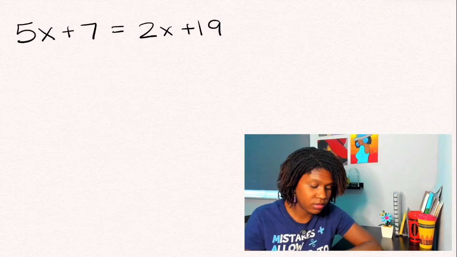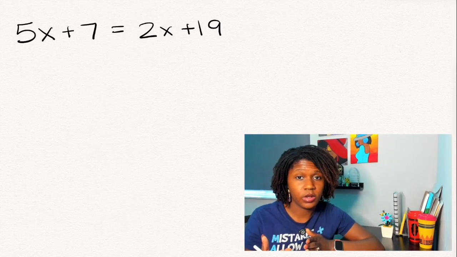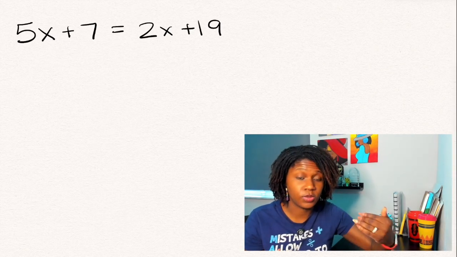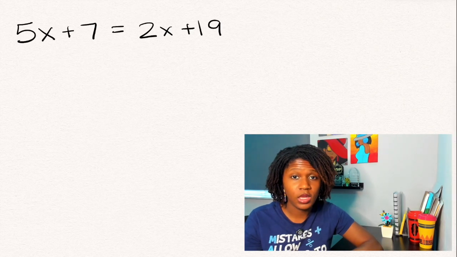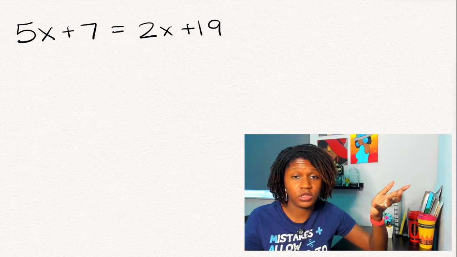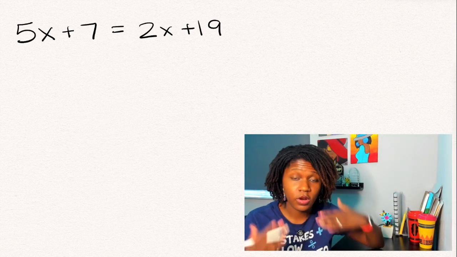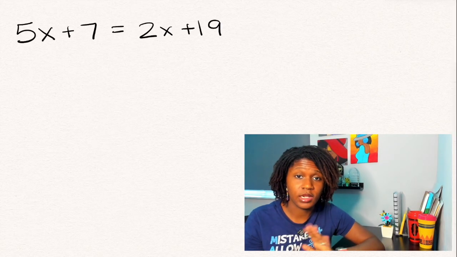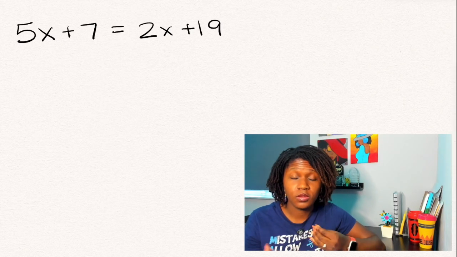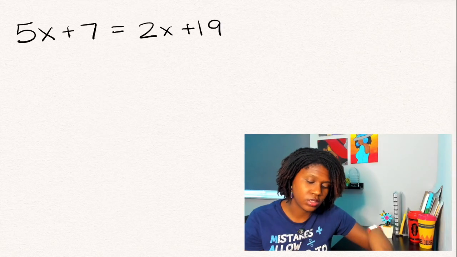5x plus 7 is equal to 2x plus 19. Now in this problem, we don't have parentheses, so we don't have to worry about distributing something. But we have variables and constants on both sides of our equation. How do we decide what to put where? It's completely up to you. Personally, I prefer my variables on the left and my constants on the right, but if you want to do that the other way around, that is perfectly okay when it comes to solving equations.